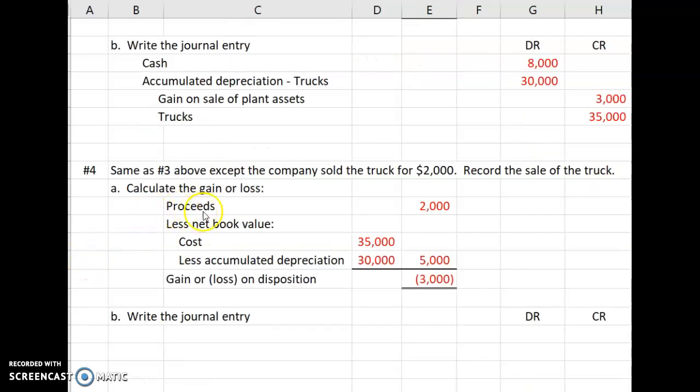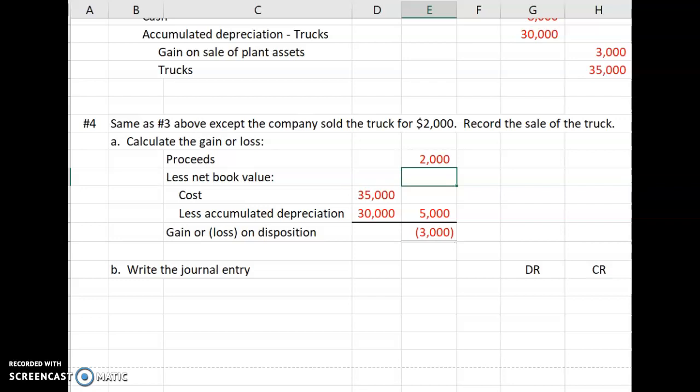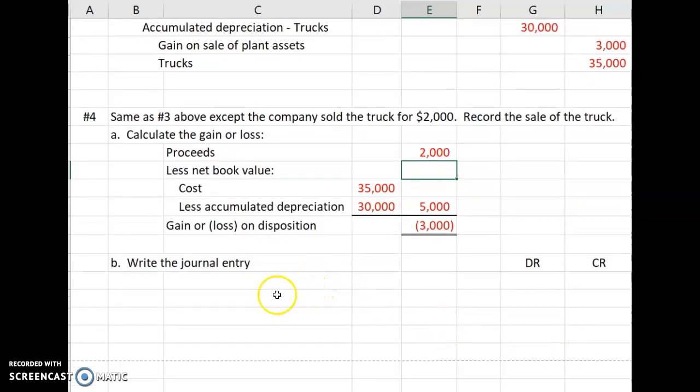So in this case, the proceeds were $2,000. We did have a $35,000 cost. That didn't change. We had accumulated depreciation, the same. That didn't change. Therefore, we had a loss on the disposition of this truck, $3,000. Loss on sale of the truck, $3,000. So go ahead and record your journal entry. When you come back, start the video again and check your work.